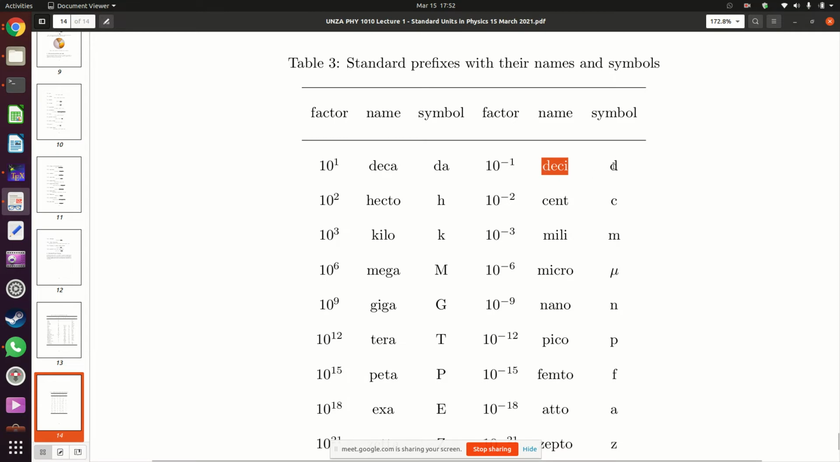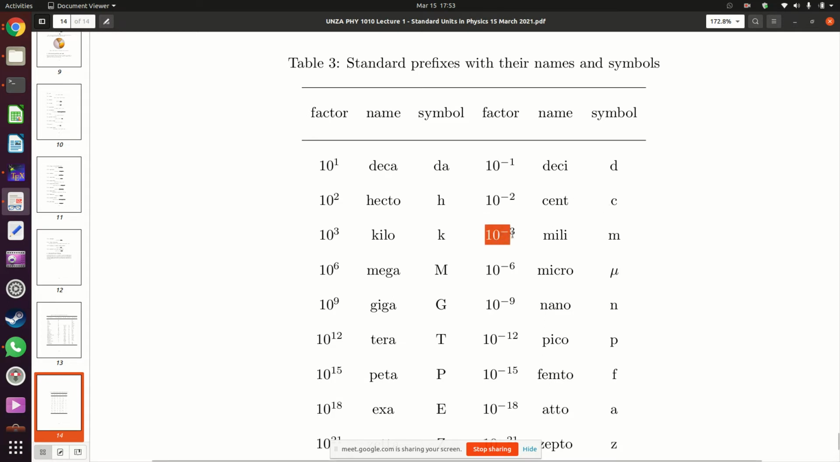D. If you get your meter, then you chop your meter into 100 equal parts, because 10 to the power minus 2 is 1 over 100. This 10 to the power minus 1 is 1 over 10. So 10 to the power minus 2 is 1 over 100. Each of those parts, after you chop your meter into 100 equal parts, that's what's called a centi.